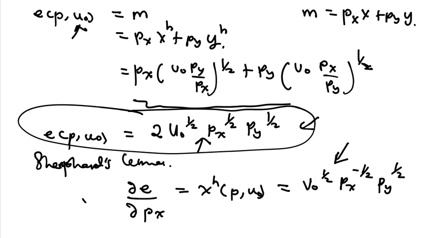All right, now you have seen how Roy's identity and also Shephard's lemma can give you ways to move backward to get the Marshallian and also Hicksian demand functions from the indirect utility function and from the expenditure function respectively.